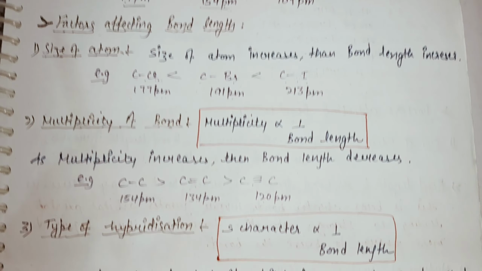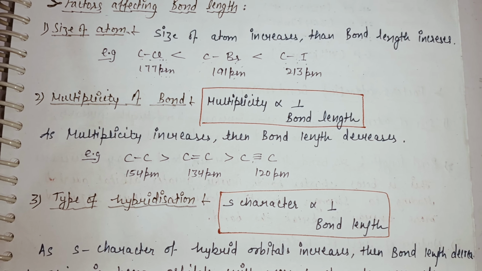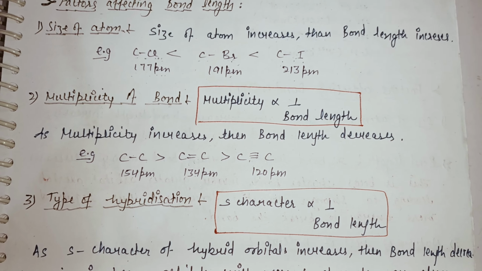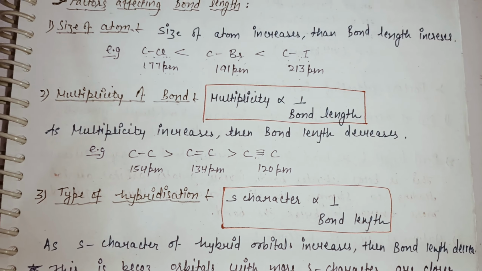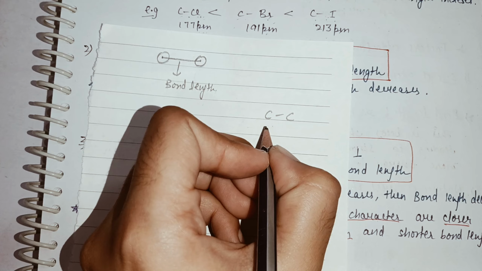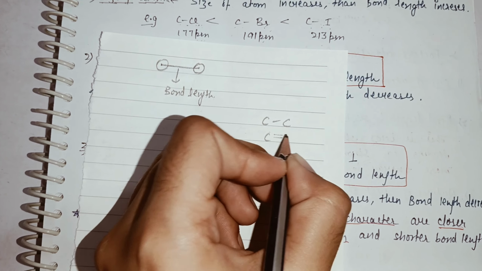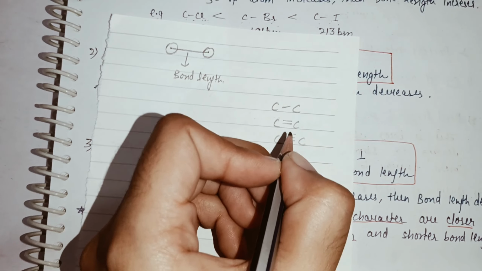Now the second factor we will study is multiplicity of bond. Multiplicity of bond varies inversely to the bond length. When the multiplicity increases, the bond length decreases. We can study this by an example. Here we have a carbon single bond, then a carbon double bond, and in the third case a carbon triple bond.